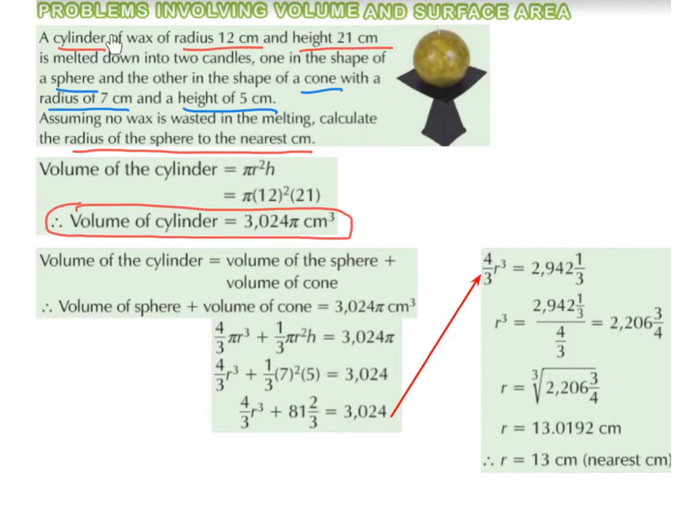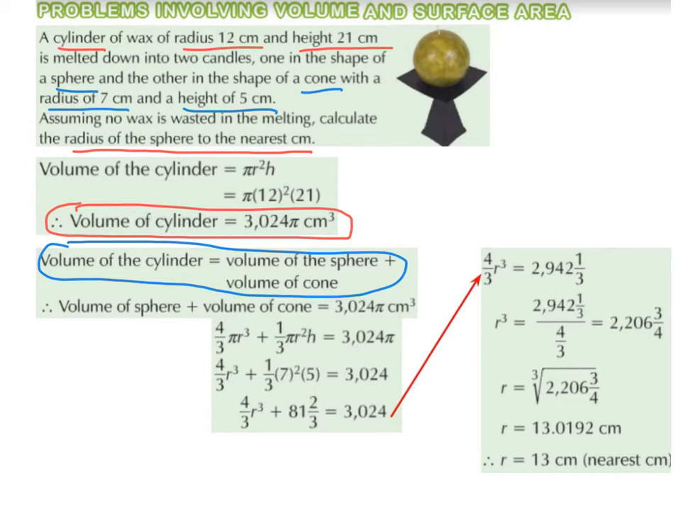Now we were told that the cylinder of wax was melted down into two candles, one's a sphere and one's a cone. And that means that the volume of the cylinder is equal to the volume of the sphere plus the volume of the cone. So the volume of the cylinder, which we got to be 3024 pi centimeters cubed, is equal to the volume of the sphere plus the volume of the cone. So this is very, very important to how we continue on with this question.